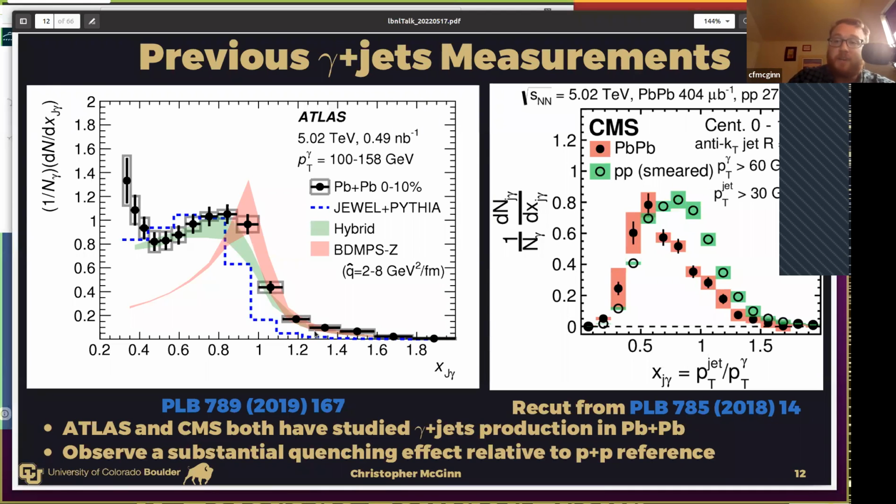The left-hand plot here is an ATLAS publication of the gamma-jet measurement, comparing to three different models: JEWEL plus Pythia, Hybrid, and BDMPS-Z. This is just the lead data. There's no pp data. What you can see is that we have something that peaks, let's say this shoulder here at around 1, but it's really extended to much lower pT. x_J gamma is the ratio of the jet's pT to the balancing gamma's pT. So we have quite an extended collection of jets in central lead collisions here.